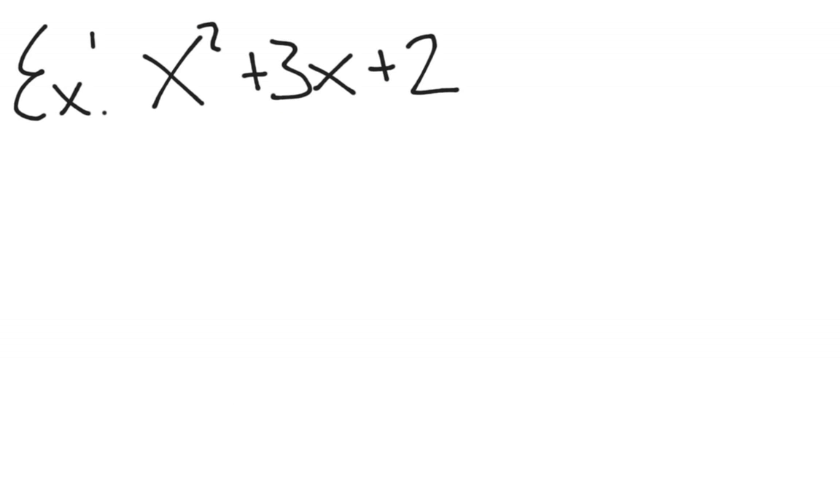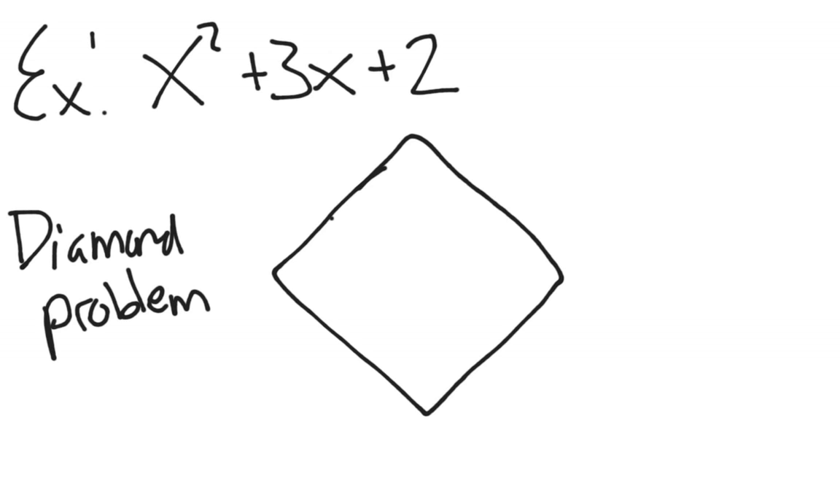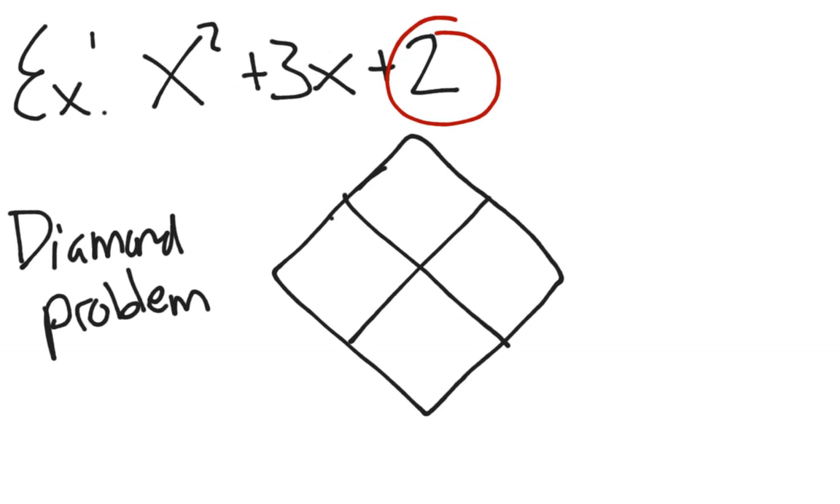This is the same polynomial that we had on the last page, except I added 2x and 1x together in order to get 3x. If I want to factor this polynomial, I'm going to need to do what's called a diamond problem. So I make a diamond, and I'm going to divide it up into 4 parts. In the top part, I'm going to put the 2, or the number without a variable. In the bottom, I'm going to put the 3. That's the coefficient of x, but not x squared.